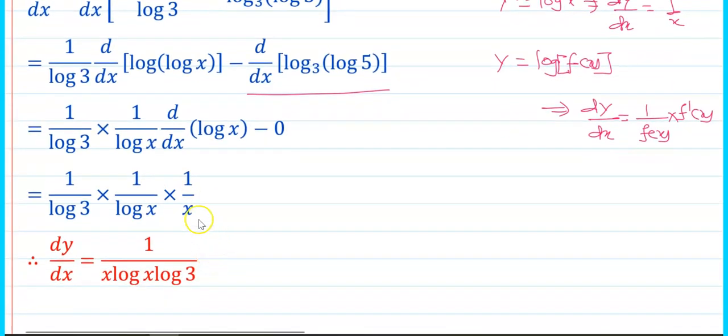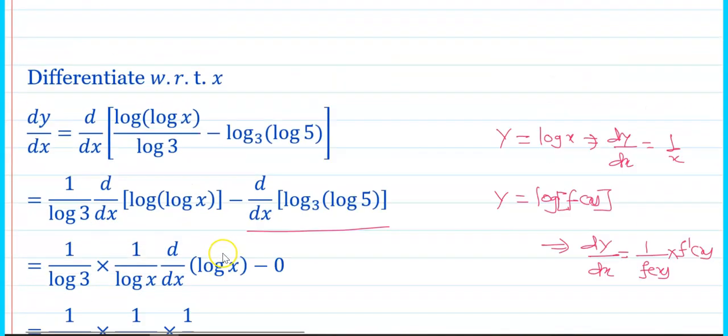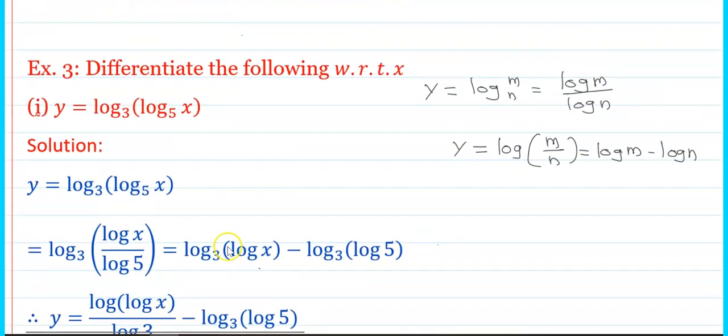And after simplification, that is x into log of x into log of 3, and hence it's dy by dx. Again you can see here, the main thing is that you should understand this log here. What is log of x to the base 5 to the base 3? First of all we change this, that is log of x upon log of 5. Then we apply log of m upon log of n means what? Log of m minus log of n.